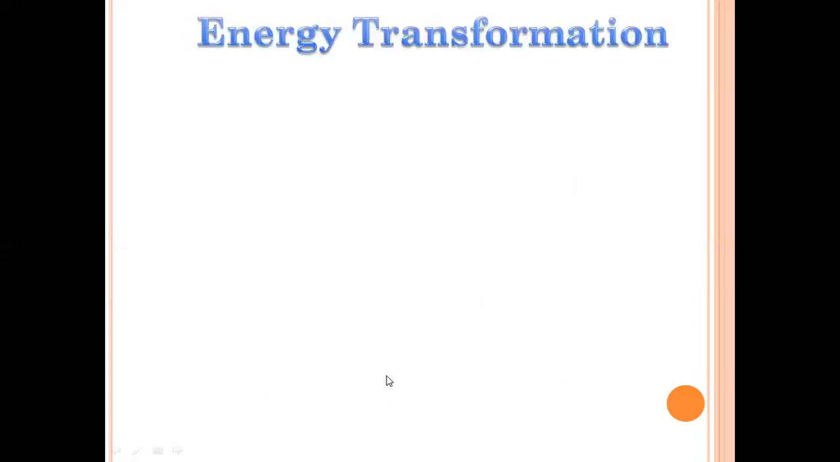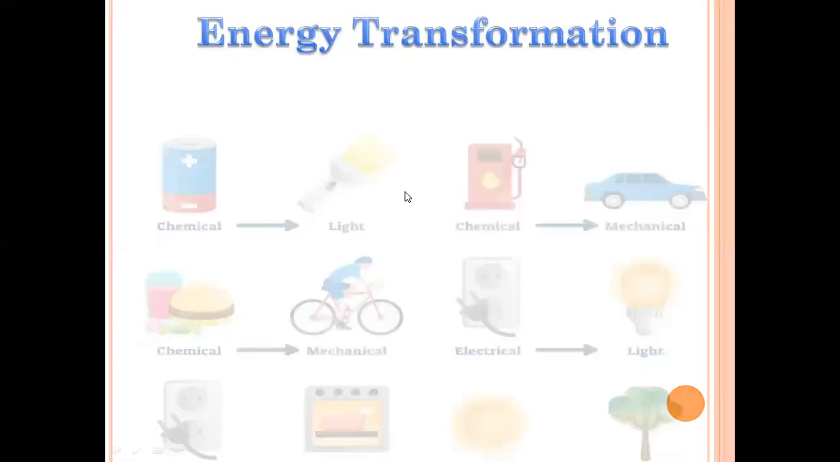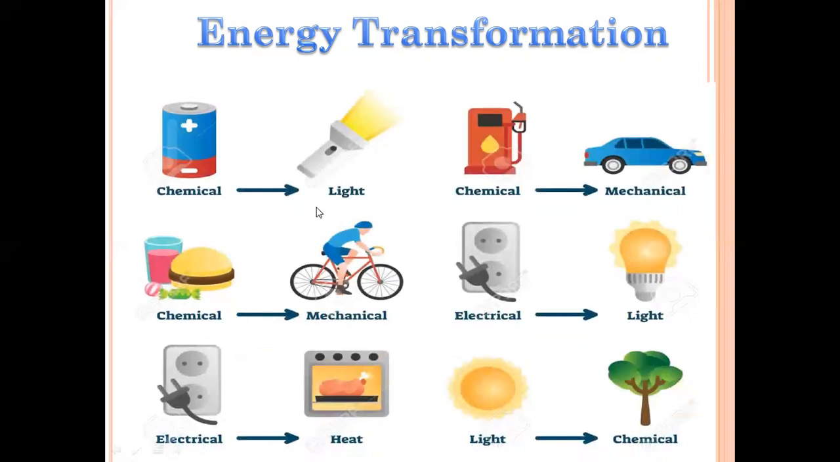Energy transformation. As we have already said, thermodynamics deals with energy transformation and energy interconversion. These are a few examples in which one form of energy is converted into another form. In the first example, we can see that the chemical energy of a lead acid battery cell is converted into light energy. In the second example, the chemical energy of fuel is converted into mechanical energy. And there are some other examples in which one form of energy is converted into another.